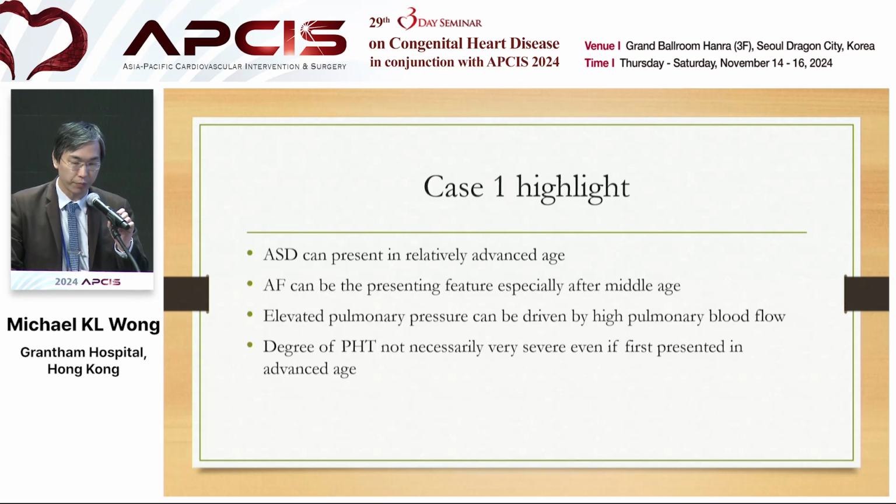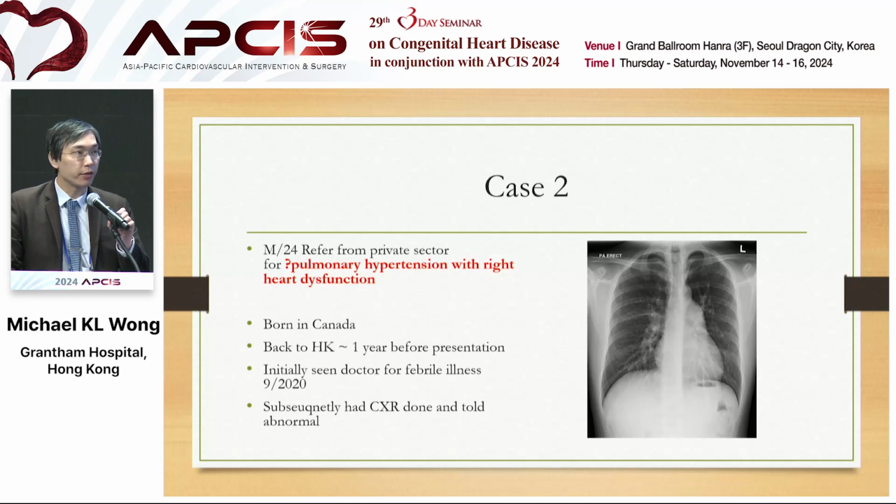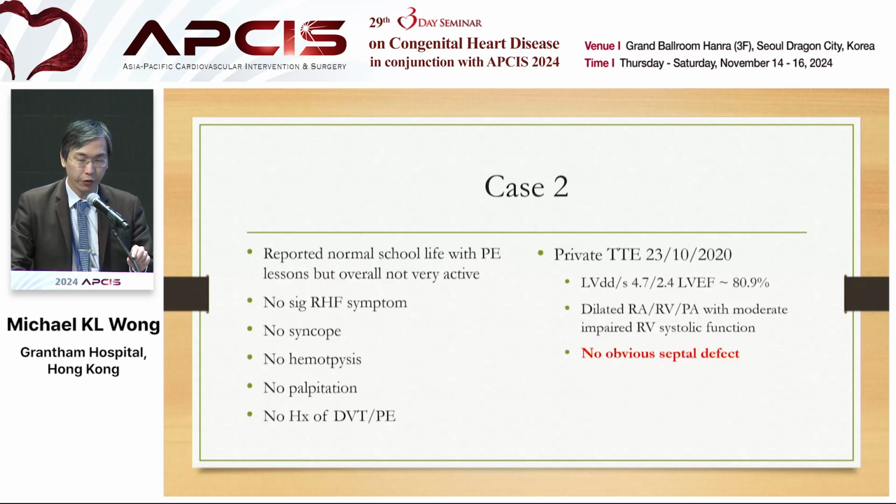So let's look at the second case, which, on the contrary, is a relatively young gentleman, 24 years old, referred from the private sector to our center for suspected pulmonary arterial hypertension with right heart dysfunction. The patient was born in Canada and came back to Hong Kong 1 year before the presentation. He initially saw a doctor for a febrile illness and had a chest X-ray for the assessment, but it was found to be abnormal, and therefore he had subsequent investigations.